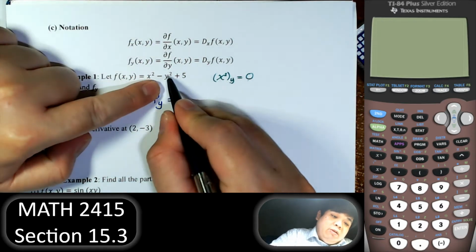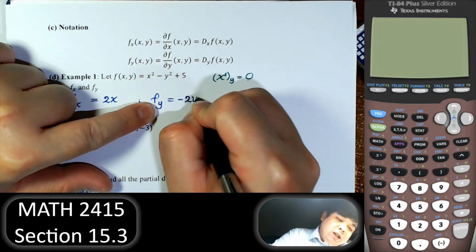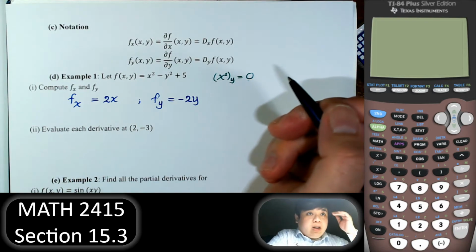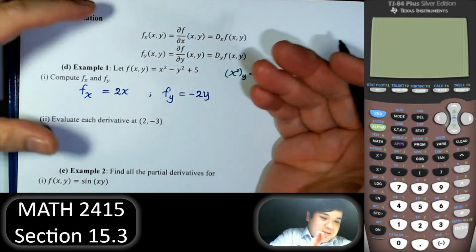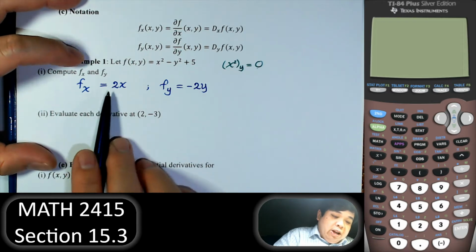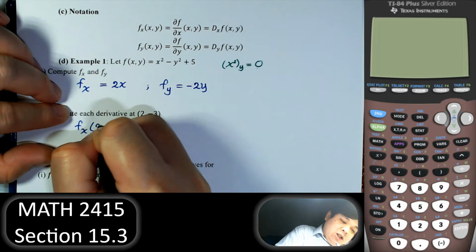Right. Derivative of negative y squared with respect to y is negative 2y. And derivative of 5, a constant, is 0. So that's pretty much it. Now evaluate each derivative at the point. So we can evaluate this at 2 and negative 3.